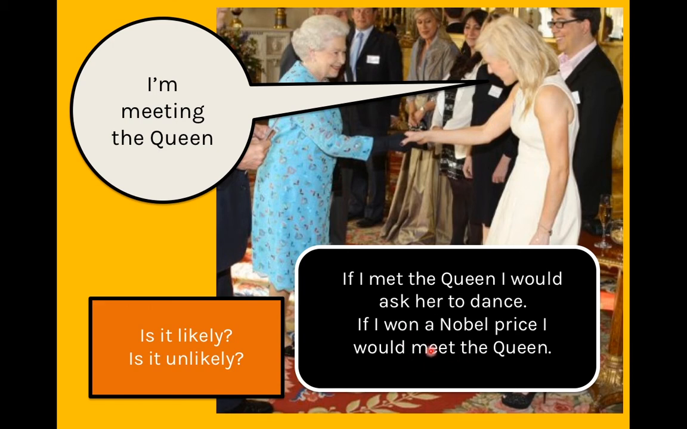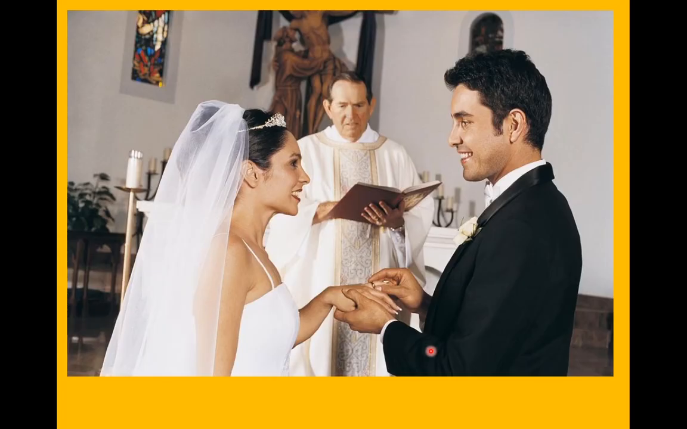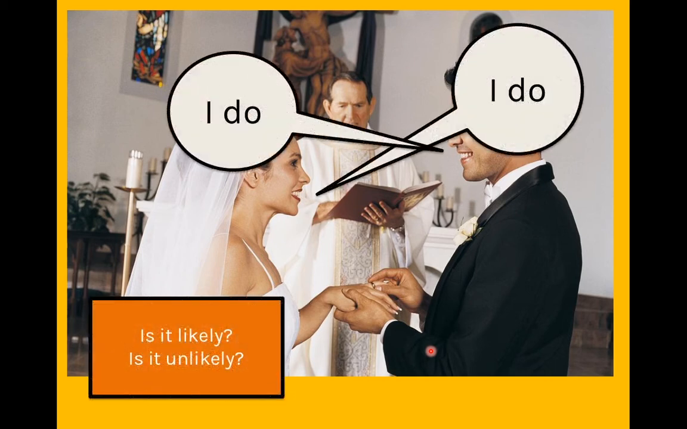Let's see another example. What's happening in the picture? These are two people who love each other so much. And they're saying I do, that means that they are getting married. Is it likely or is it unlikely that you, my wonderful, handsome and beautiful students, get married? Yes, I think many of you will get married because many of you still believe in love.